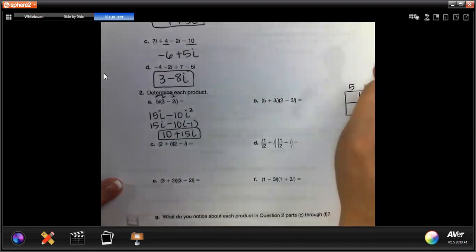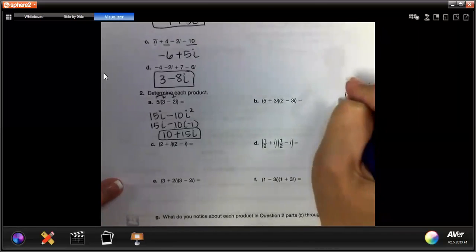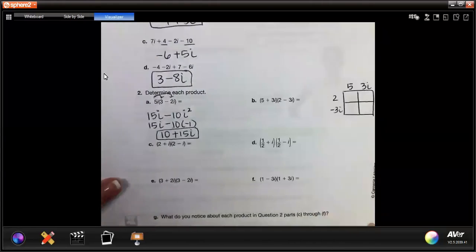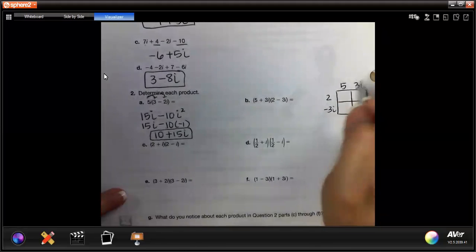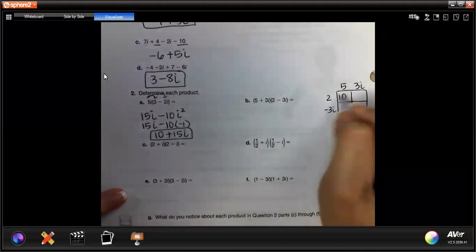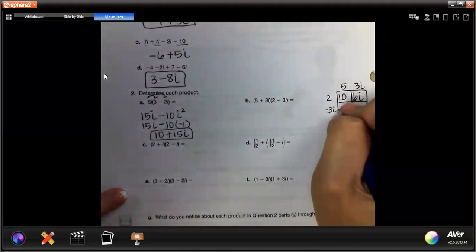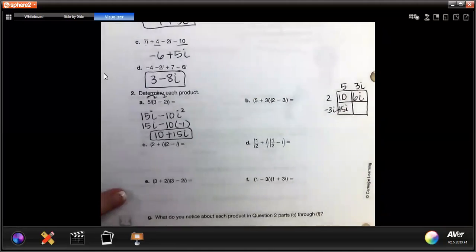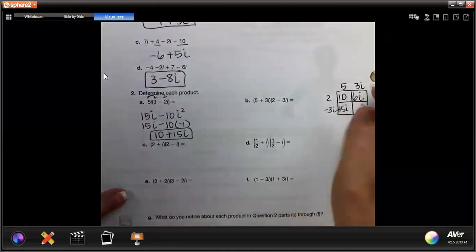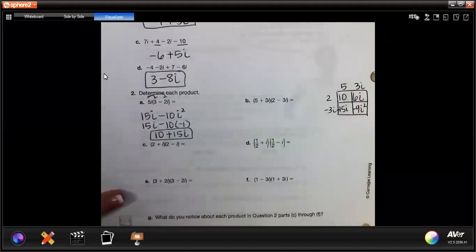All you have to do is 5 and 3i, and 2 and negative 3i. The 2 and the 5 give us 10. 2 and 3i give us 6i. Negative 3i and 5 give us a negative 15i. And negative 3i and 3i give us a negative 9i squared.